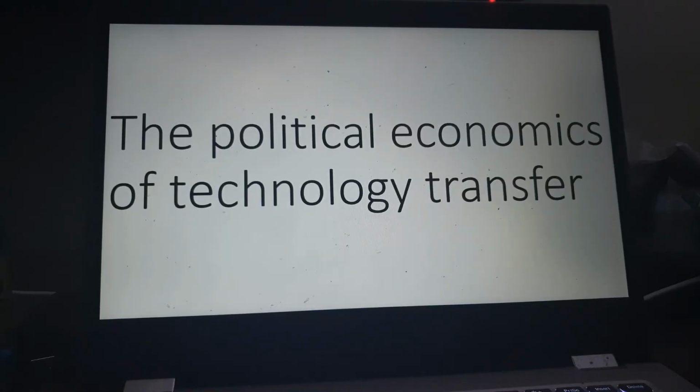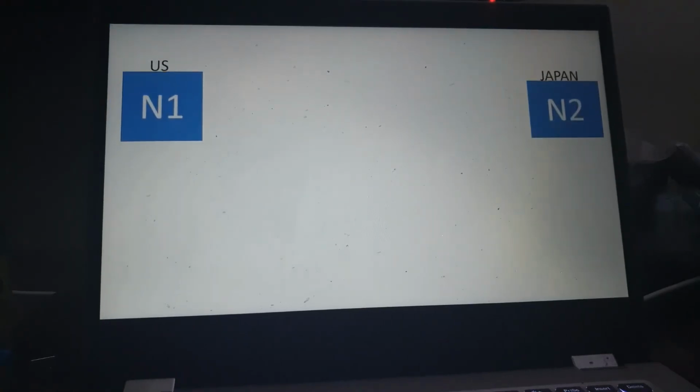And now I had talked about some horizontal technology transfer. I want to collapse it into some political economics of technology transfer. Let's start. We have what we call a north-north model of technology transfer. We have two developed countries, the US and Japan.